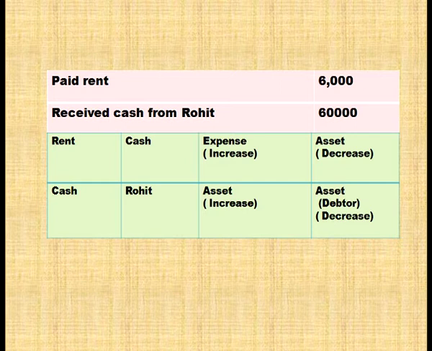Received cash from Rohit. Cash being an asset increasing, it is debited. And Rohit is the debtor, an asset, and it is decreasing, so it is credited. Why? The rule for asset account is increase in asset is debited and decrease in asset is credited. So, cash account debit, Rohit credit.